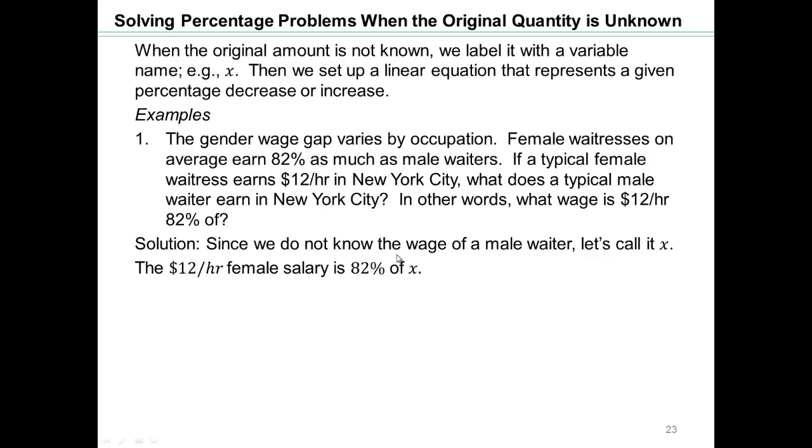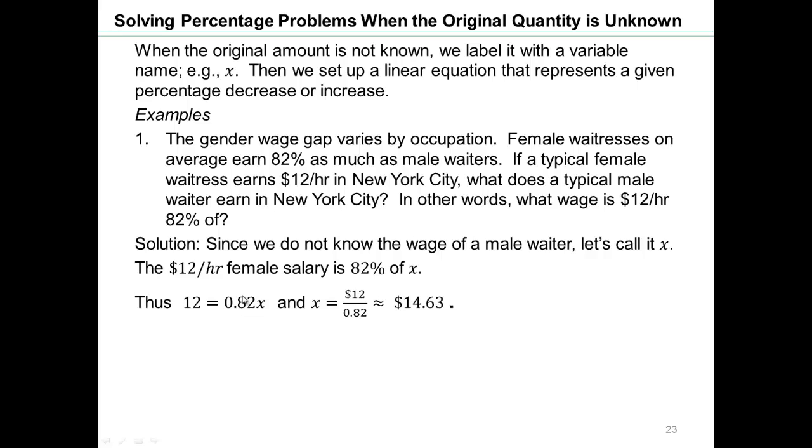Do you remember how we talked about what "of" means? 82% of X means what? 82 over 100. The "of" means multiplication of X. And the "is" means equals. So that tells you how you can translate words into equations. So you have 12 is equal to 0.82x. That's the multiplication giving you percent.